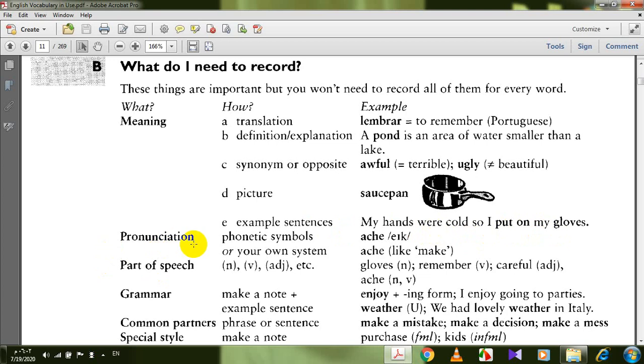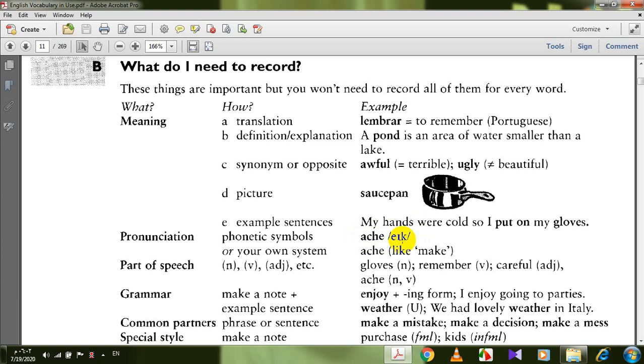Okay, pronunciation, phonetic symbols. You know the phonetic symbols of English? We have almost 48 phonetic symbols in English, and these phonetic symbols help you to pronounce words correctly. Like this one. Most of the students or new learners say that this is "achi" or something like that. No, it is wrong.